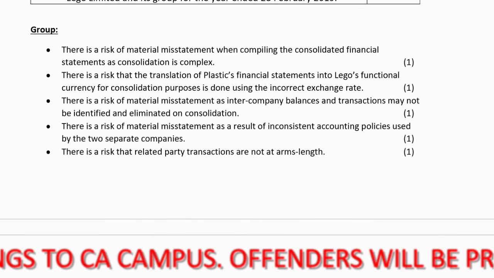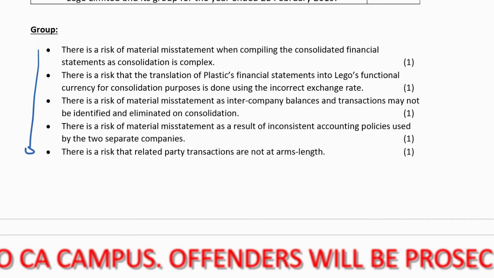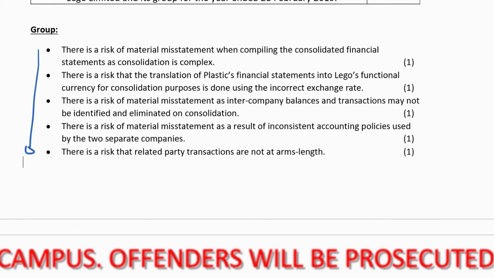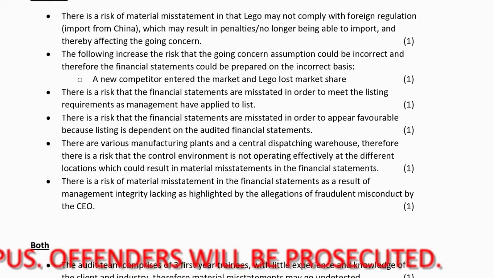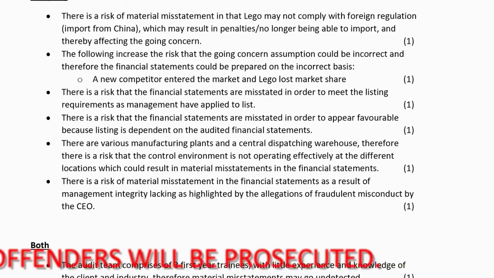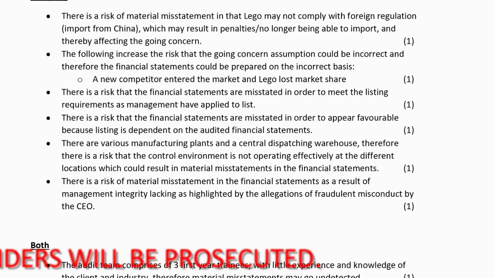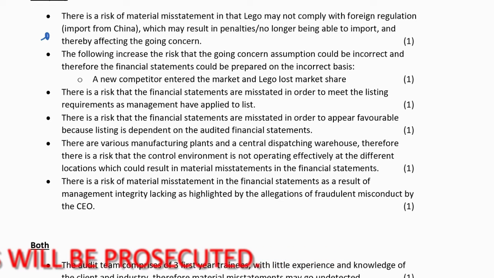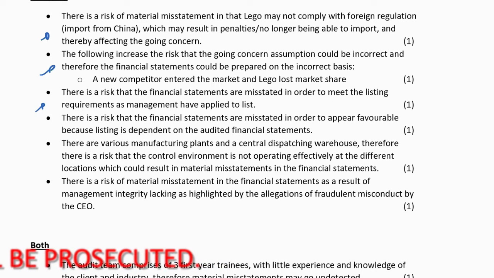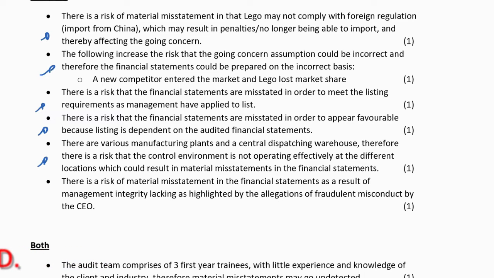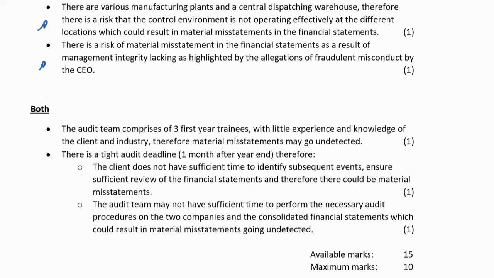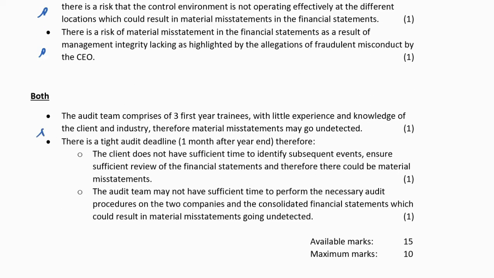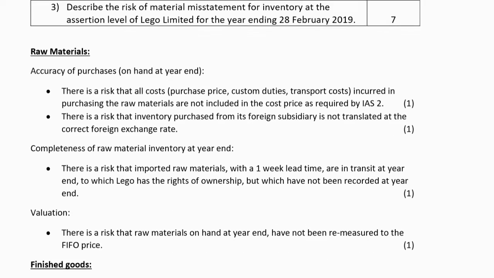Risks at the financial statement level, you get all of yours for the risk because they have a group. Easy enough. And then in terms of the company, we've got the foreign regulations because they import. We've got the going concern, we've got the listing and the fact that the audited financials are required for that. The control environment because of decentralization and then the management integrity. And then I've got under both the issues with regards to my audit team and the two that affect the tight deadline.